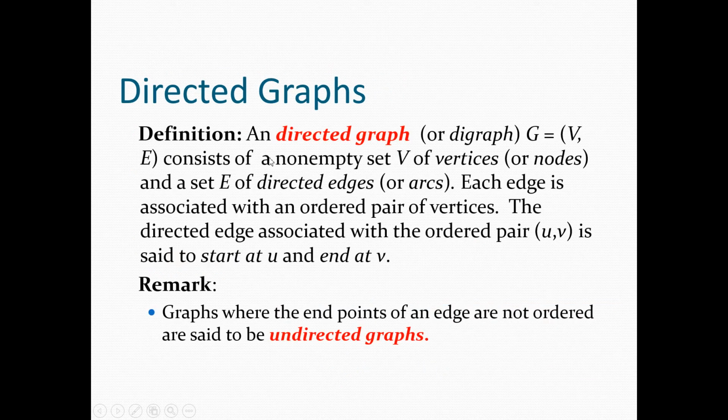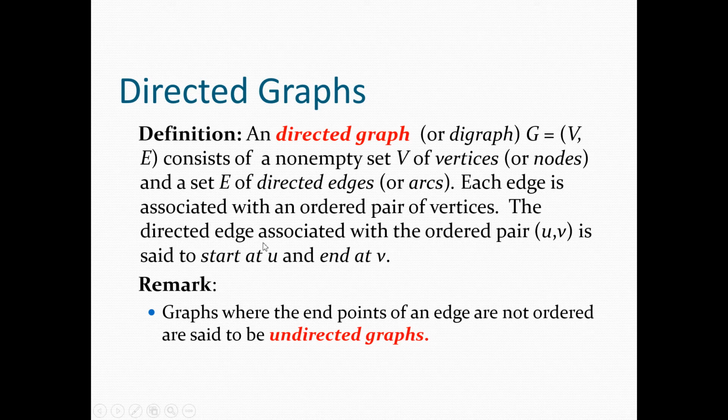Now there are a few definitions. Directed graph. A directed graph or digraph G = (V, E) consists of a non-empty set V of vertices or nodes and a set E of directed edges or arcs. That is, the edges have direction: for edges joining two vertices A and B, the direction is either from A to B or from B to A.